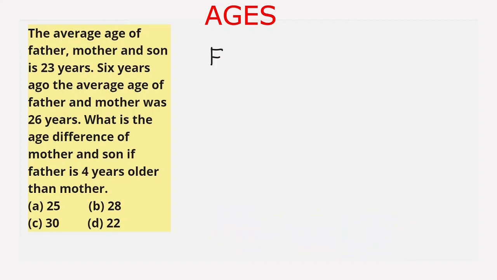I write F for father, M for mother, and S for son. The average age of these three is 23 years. So I multiply 3 by 23 and we get 69 years. Thus the sum of the age of father, mother and son is 69 years. This is the present age.